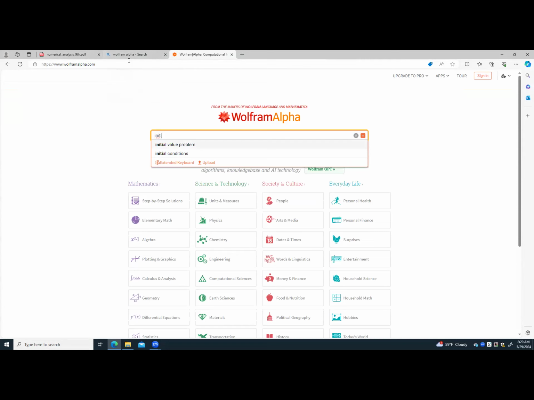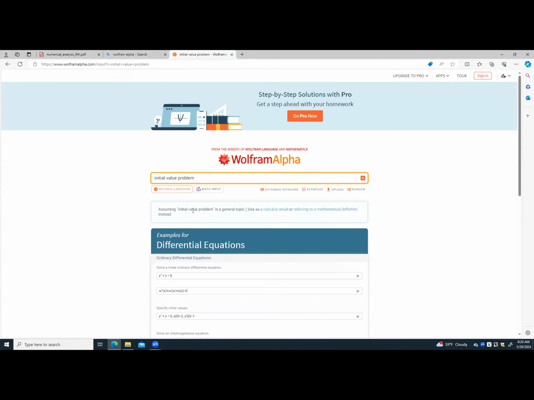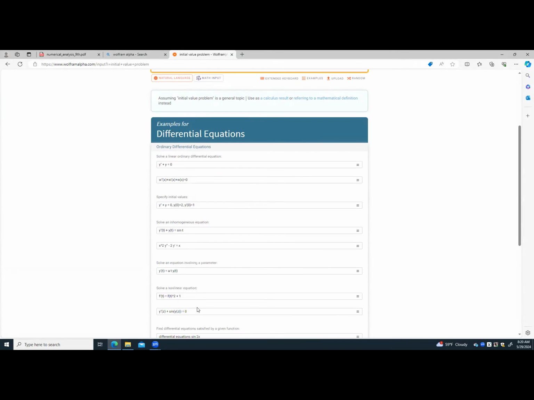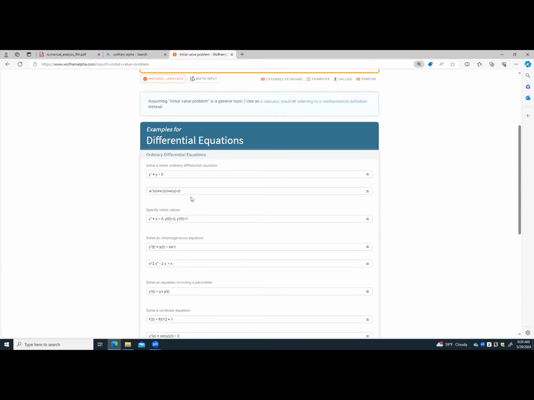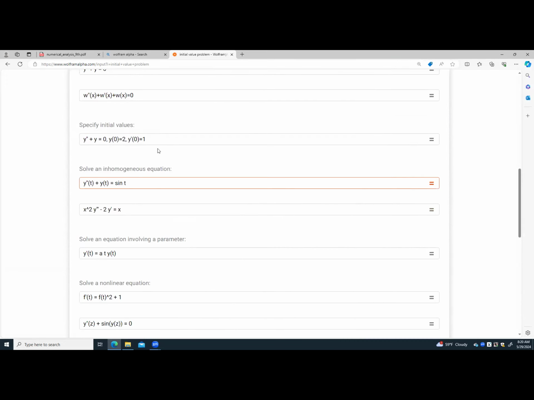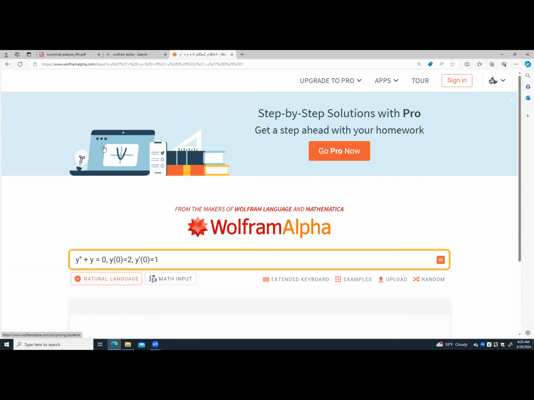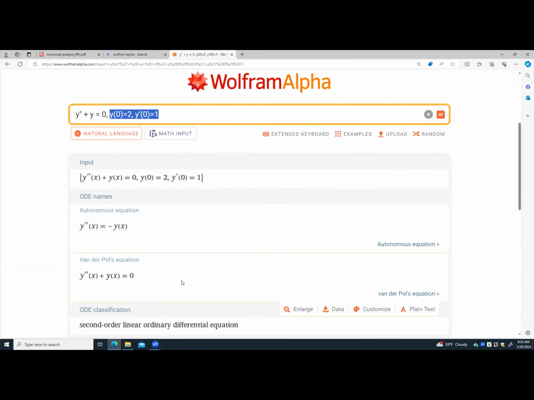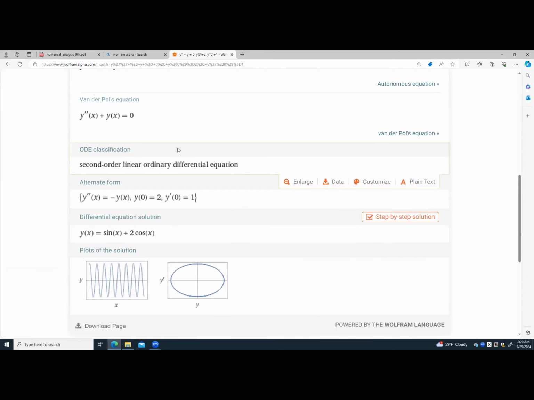Initial value problem, and then you can go to this website, Wolfram Alpha, and use such tools here, specify initial value. For example, you can go to this website and enter your equation here, then enter your initial value here, and it will solve the equation for you and you will get the solution. This is one remedy for you. Another remedy is to use your ODE class knowledge to solve the equation.